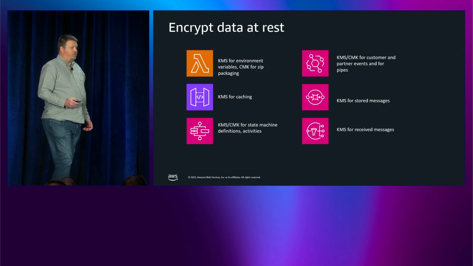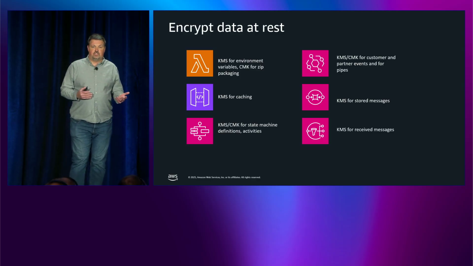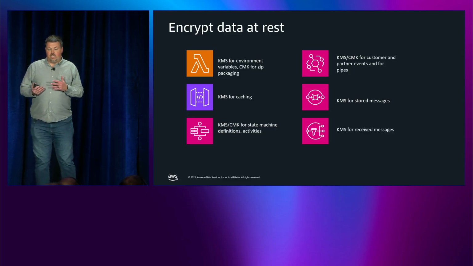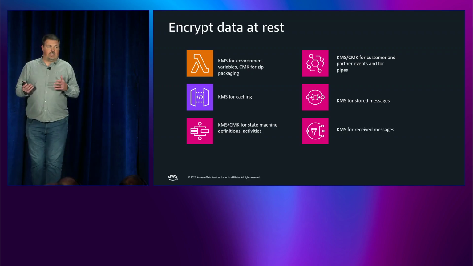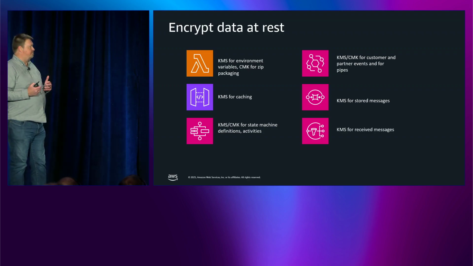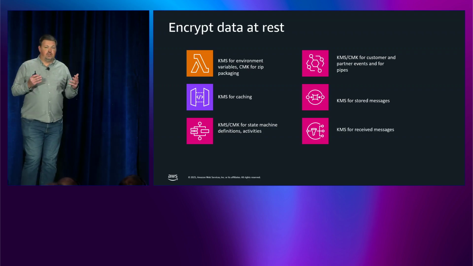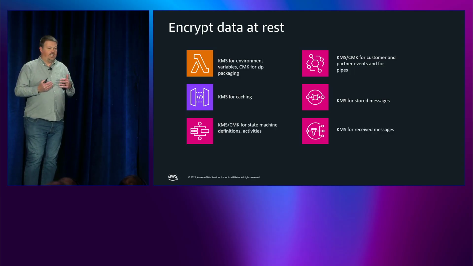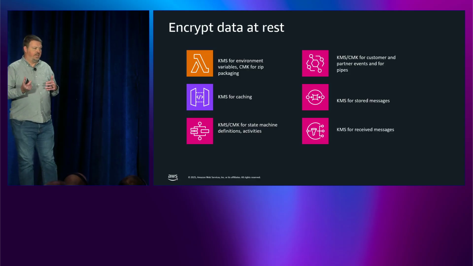So for example, if you're using Lambda functions, one thing that you'll want to think about is your environment variables and whether or not you're storing data in environment variables that needs to be encrypted. And you can use a KMS key to actually encrypt those environment variables and keep them safe. If you're using API Gateway and using a caching feature with API Gateway, again, you want to make sure that the cache is actually encrypted, and API Gateway gives you the ability to turn that on.